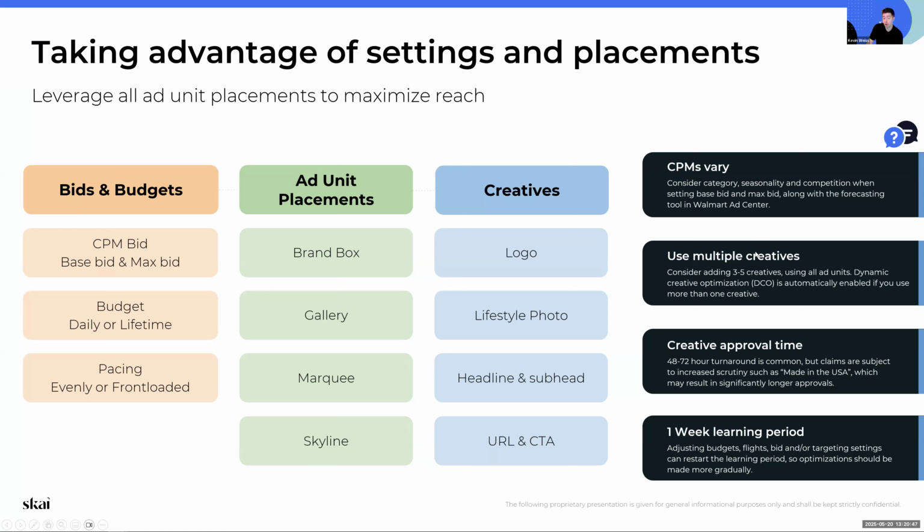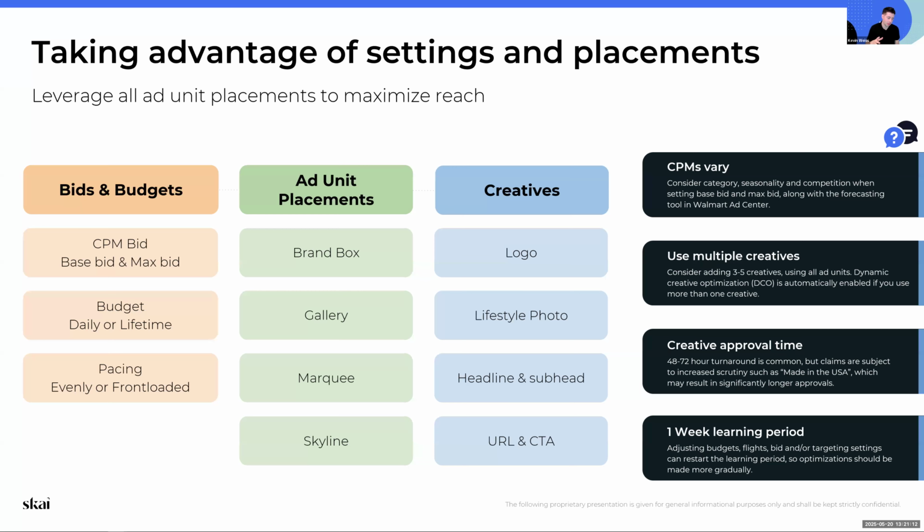We strongly recommend using multiple creatives. If you do this, you're automatically going to take advantage of Walmart Connect's dynamic creative optimization, or DCO. So that's a really good thing. Again, with all these combinations and permutations, you want the machines to help you learn and accelerate performance. There is a turnaround time. It's not as significant as the audience creation, but it's 48 to 72 hours.